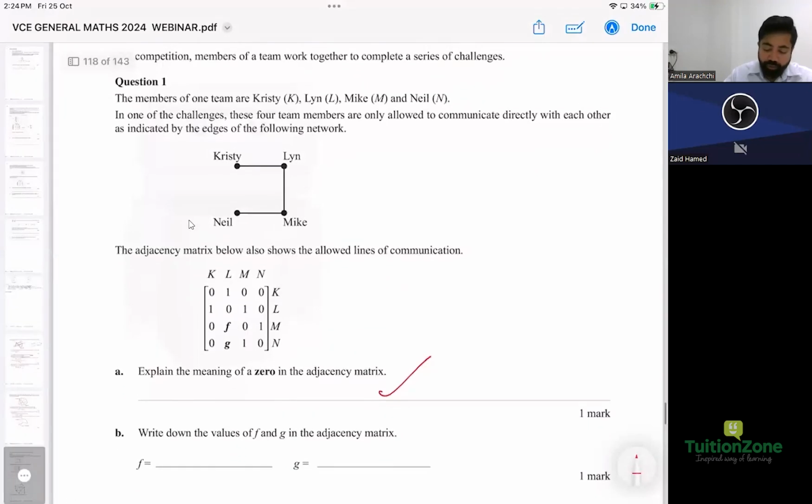And then find F and G. Be careful when you're reading the communication matrix. You're starting from the side to the top. Can you just figure out the answers for F and G? F and G. Just put it in the chat if you get the answers.